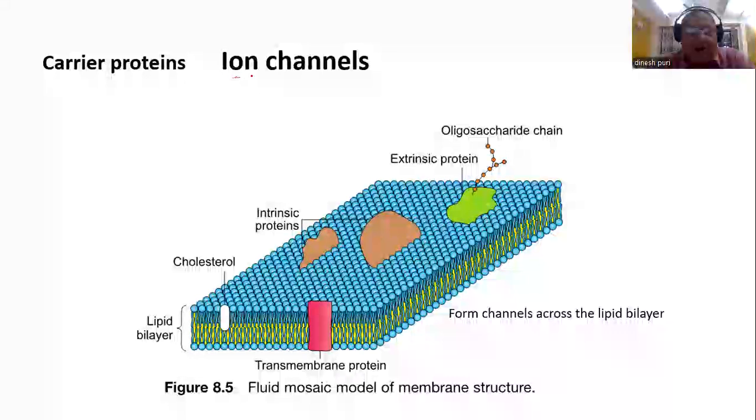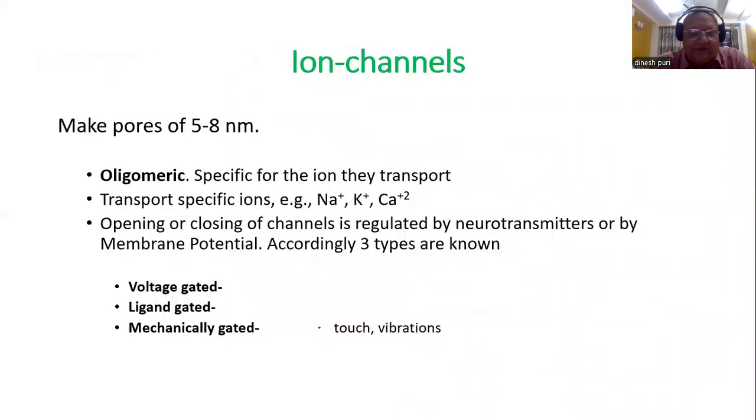Now we are coming to ion channels. There are certain transmembrane proteins which traverse the whole length of the lipid bilayer, and a pore exists in the middle of some of these. So they make a pore of about 5 to 8 nanometer, and they transport specific ions like sodium, potassium, calcium, and they are oligomeric and very specific. For example, a sodium transporter will transport only sodium, it will not touch potassium, and vice versa.